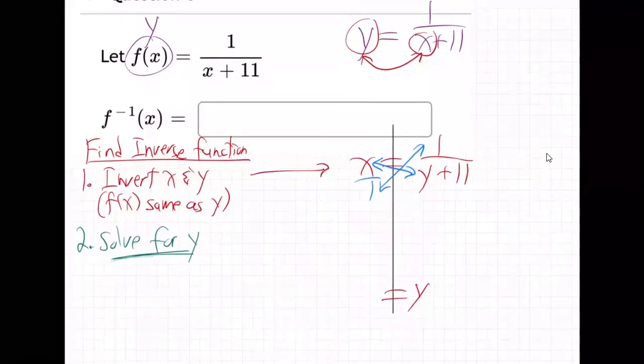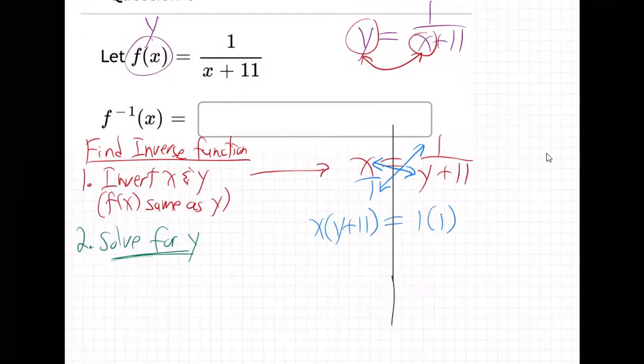Okay. So what becomes of it? X times y plus 11 equals 1 times 1. Tracking with me so far? See what happened there? So that was diagonal multiplication, cross multiplication. That's what you do when you have two equal fractions, which is nice. No more fractions, right? No more denominators.